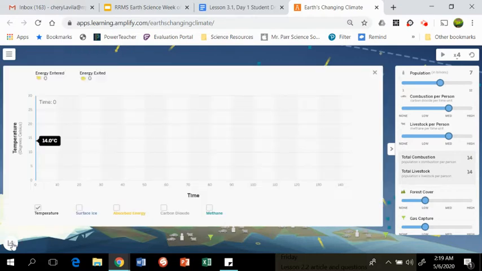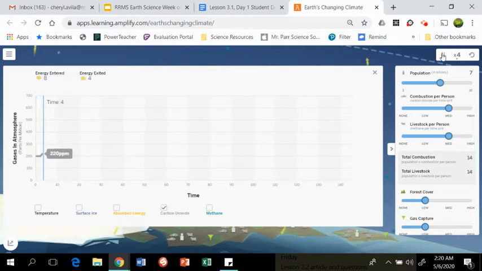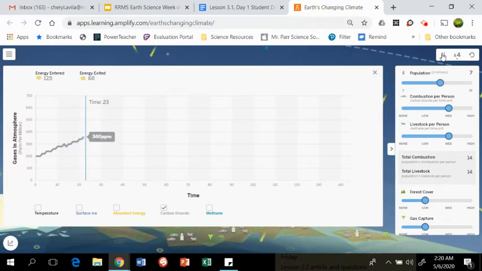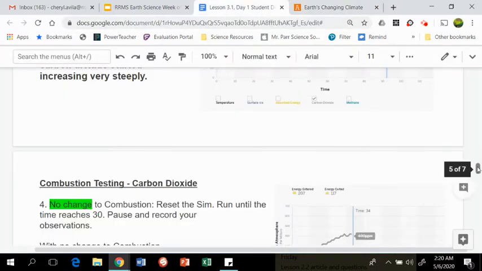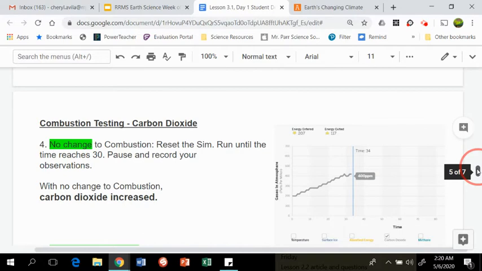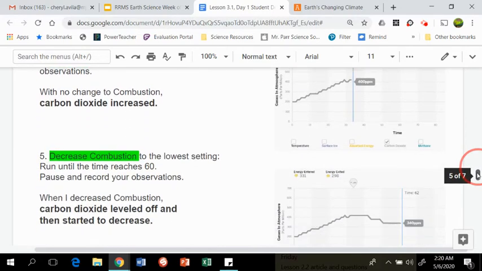And I'm going to pull up my graph. I don't want temperature. I want to look at carbon dioxide. I'm going to let it play for 30 seconds. Oh, stopped it at 32. But you see, as is, the carbon dioxide is increasing. There's an upward trend where it is increasing. And so with no change to combustion, carbon dioxide increased.